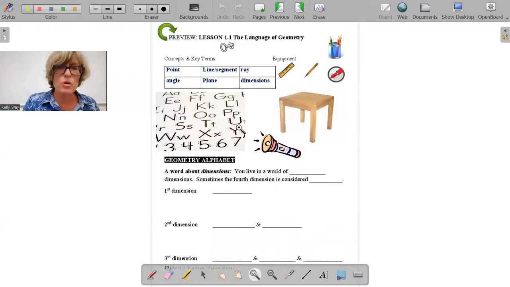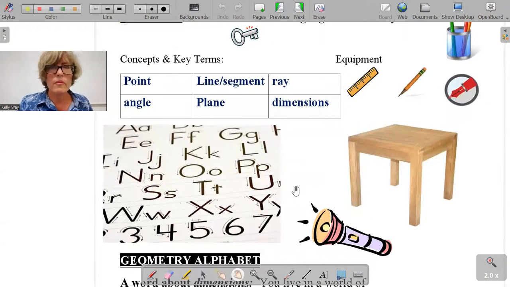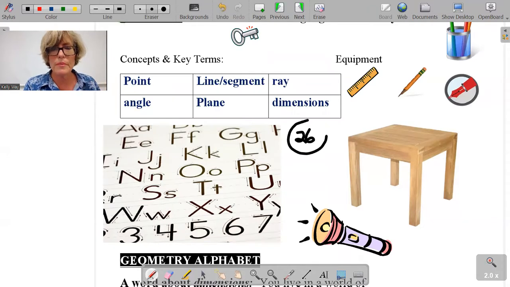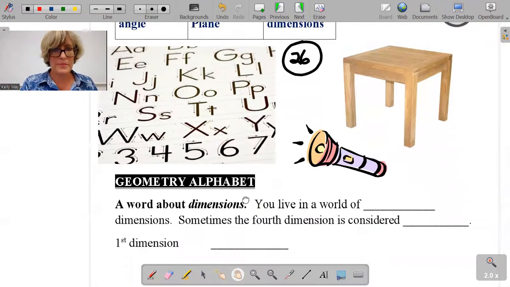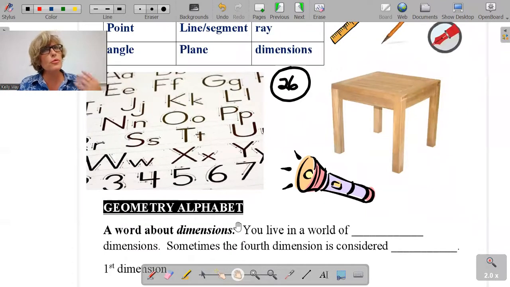The language of geometry. Keywords: point, line, ray, angle, plane, dimensions. Geometry. The English language consists of 26 letters. Geometry only consists of 5. But before we talk about those letters of geometry, we first need to refer to something called dimensions.